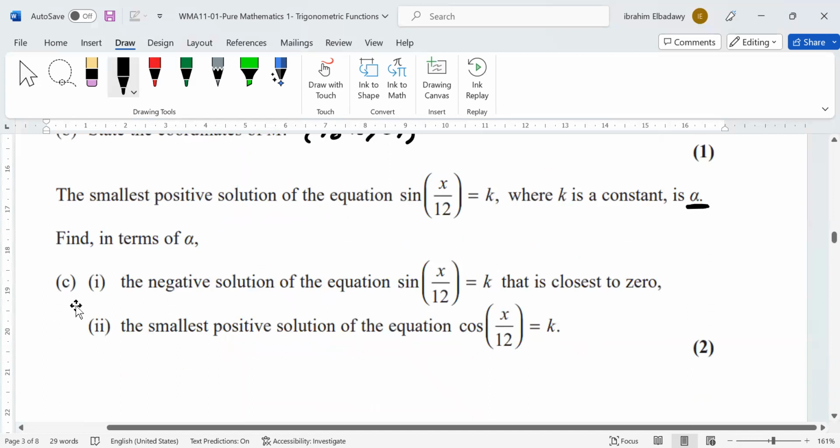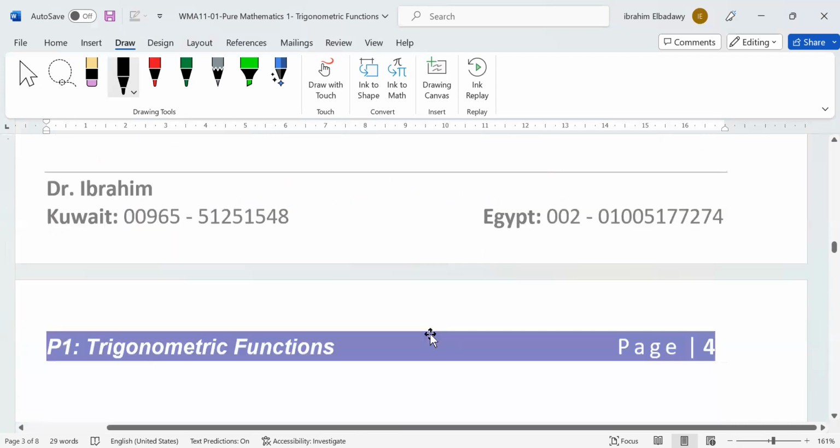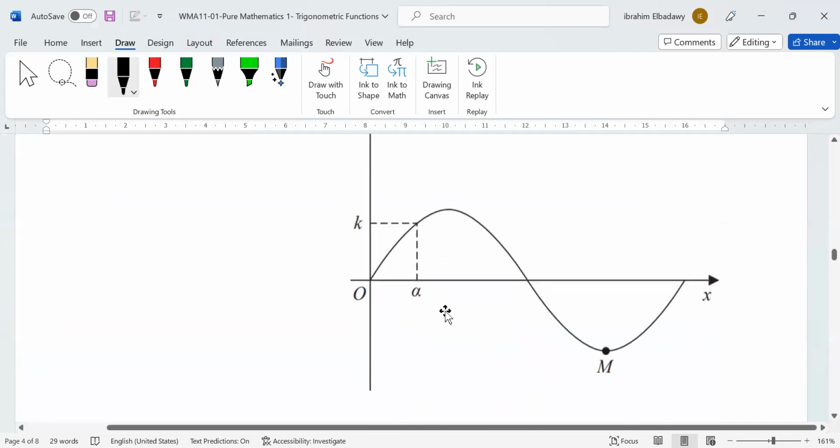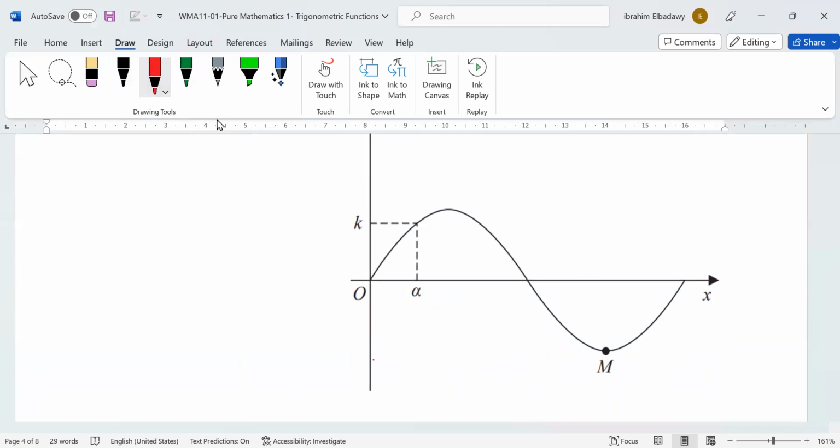He says about the question, find in terms of alpha. This is alpha, by the way. It is a Greek letter. Alpha. Find in terms of alpha the negative solution of the equation sine x over 12 equal k that is closest to 0. What is the meaning of negative solution? Negative solution means, for example, this is the x-axis. If you go in this direction, alpha is positive. If you go in this direction, alpha will be negative.